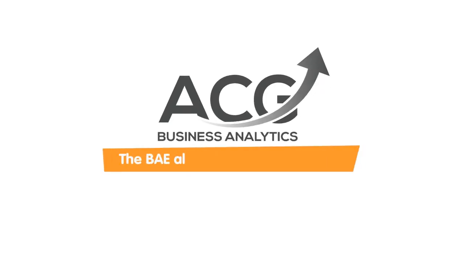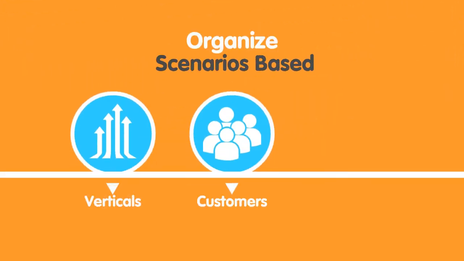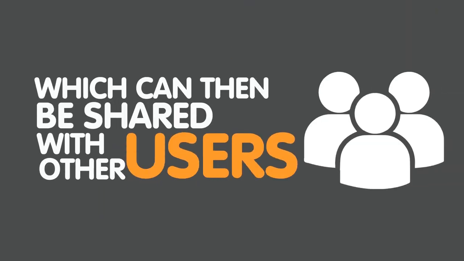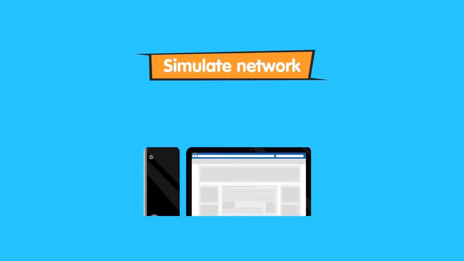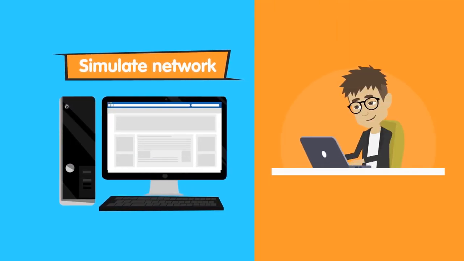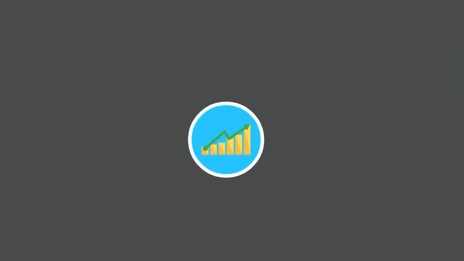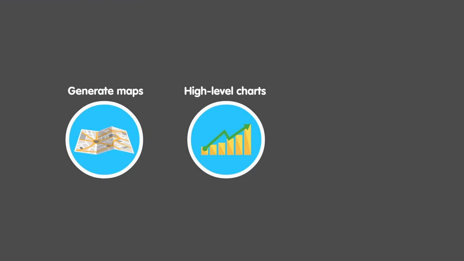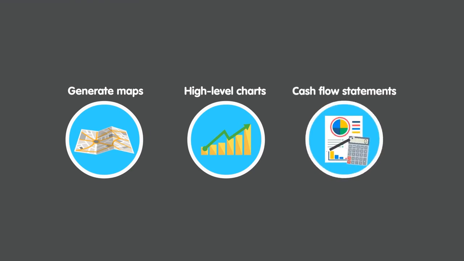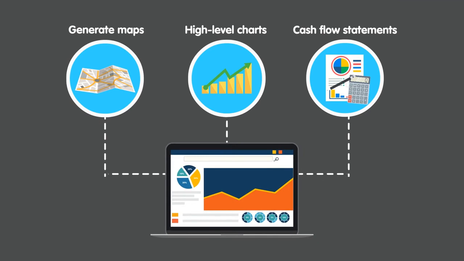Furthermore, the BAE allows service providers to organize scenarios based on customers, verticals, and other segments, which can then be shared with other users. Simulate network expenses for each scenario over a period selected by the user, and rate them on a scale of 1 to 5. Compare high-level charts, generate maps, and provide detailed cash flow statements for each scenario to allow for network optimization.